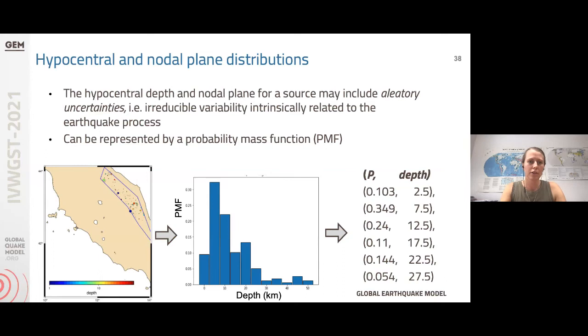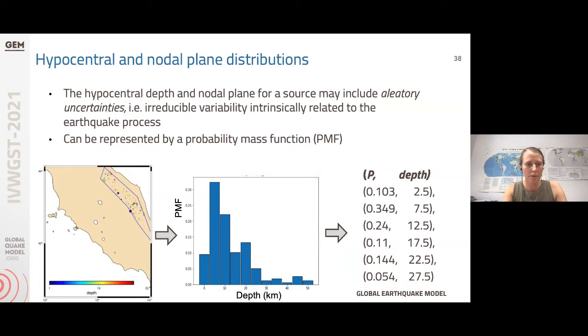The hypocentral and nodal plane distributions can be assigned using observations as well. And recall that these parameters, the hypocentral depth and the nodal plane, may include aleatory uncertainties. And so this is irreducible variability that's intrinsically related to the earthquake process. And it means that we don't want to condense that into a single estimate, because we actually expect there to be multiple depths at which earthquakes occur, multiple focal mechanisms.